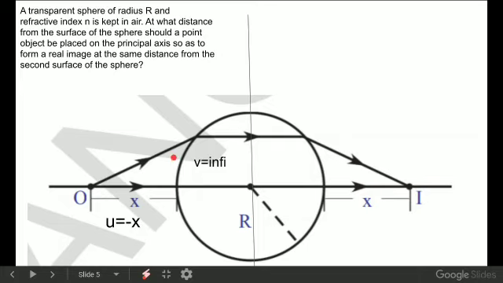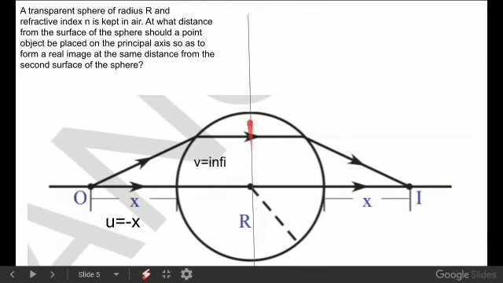The light rays which originate from this object, in order to form the image at the same distance on the opposite side, must become parallel when they enter from air into this transparent sphere. So the light rays, when they enter into the sphere, should become parallel. Here the light rays, when entering the sphere, are becoming parallel.